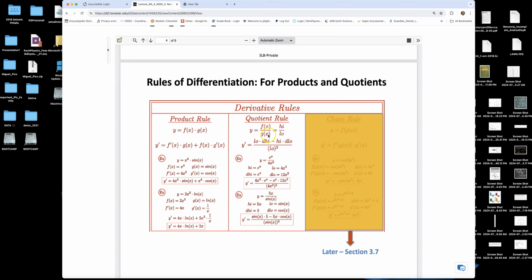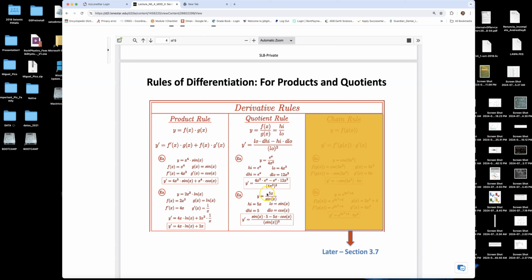And then it's going to be, look at here, the derivative of the first function multiplied by the denominator minus the derivative of the denominator multiplied by the numerator of the original function. It's very similar to the product rule, but instead of a plus sign, you're going to have a minus sign, okay?